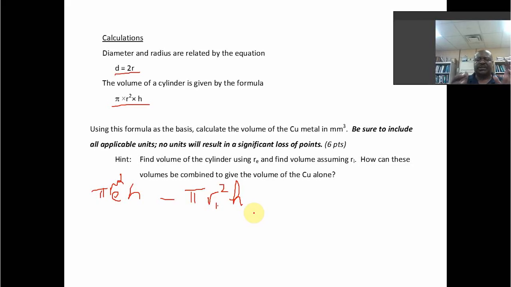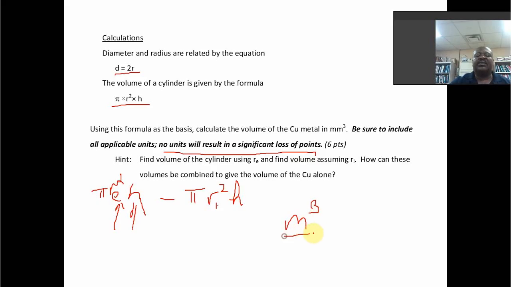Here's the important thing. Units. So don't just give me the numbers here. Pi is a number. R external, give me the number and give me the unit. R external, millimeters. And then you square. h, millimeters. And then you do the arithmetic and you end up with millimeters cubed. Again, this is about dimensional analysis. Put the units every time. Otherwise, there's a significant loss of points. So I want the unit there. I want the unit here. And similarly on the other one. And then once you do the arithmetic, you end up with millimeters cubed.